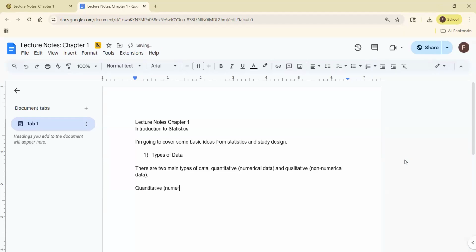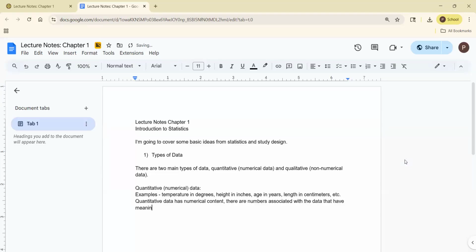So quantitative data. Examples would include temperature in degrees, height in inches, age in years, length in centimeters, etc. Quantitative data has numerical content. There are numbers associated with the data that have meaning.